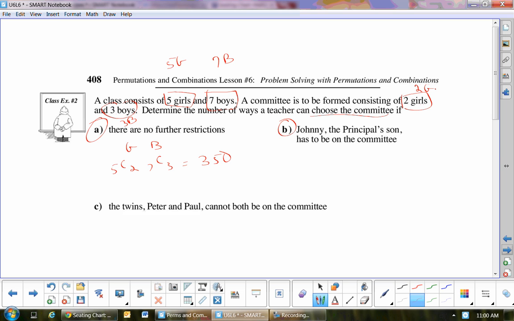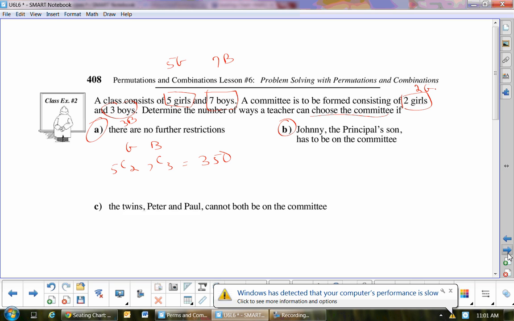Now, Johnny, the principal's son, has to be in the committee. Figures, eh? It's not what you know. Yep. Yes. Or else it would change this question. Would it change this question? Yeah. It would change my, yeah. So we have to assume Johnny is in the class.